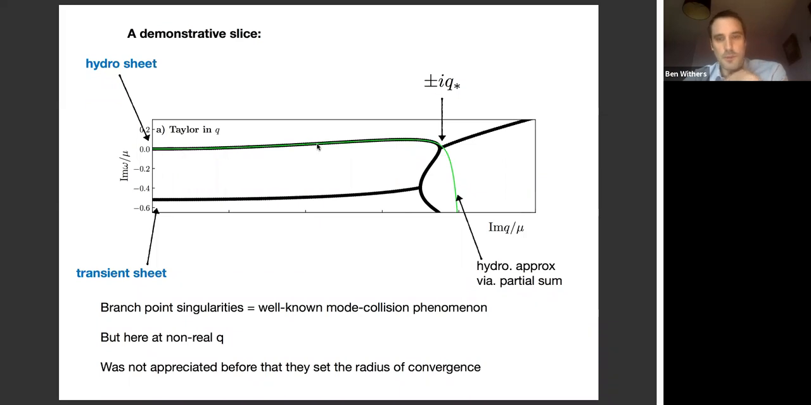So of course, from this picture, you recognize this phenomenon as this branch point singularity is really a mode collision. We've known about mode collisions for quasi-normal modes for a long time. But here you see it's occurring, as Blaise was asking, at imaginary Q. So it's a non-real value of Q. So you would not necessarily see these if you were looking at quasi-normal modes, but here they are. These set the radius of convergence, and I don't think it was appreciated before that these collisions set the radius of convergence.